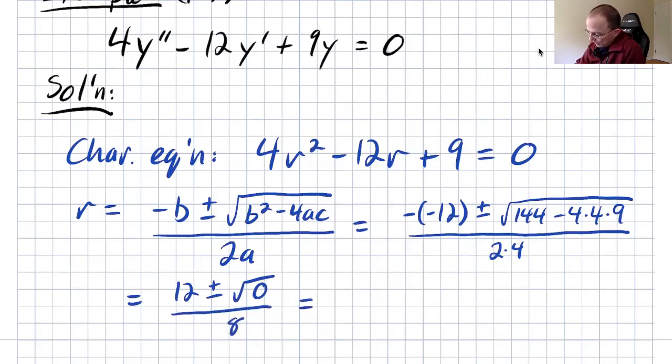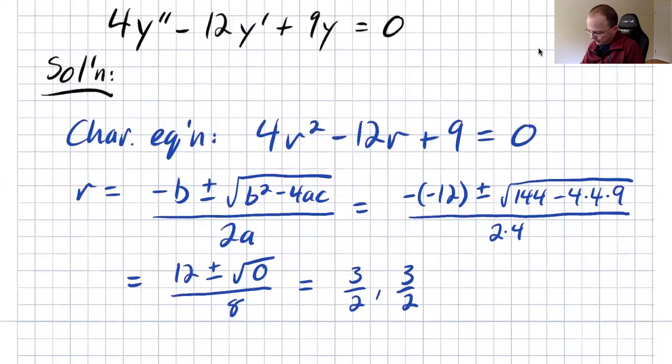And so we end up getting, let's see, that will be 3 over 2 and 3 over 2, because it's plus or minus 0. So when this term here, b squared minus 4ac for a quadratic polynomial, is 0, that means that we have a repeated root. So there's our repeated roots. It's 3 over 2 and 3 over 2.